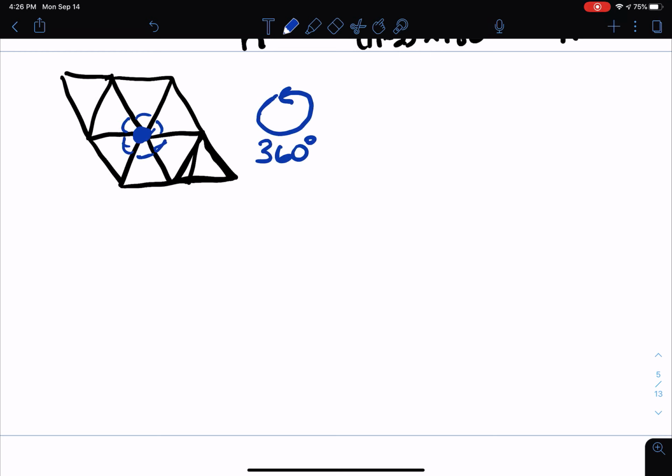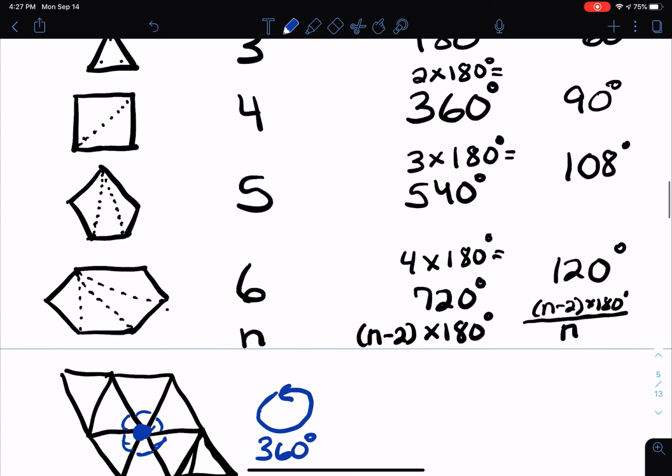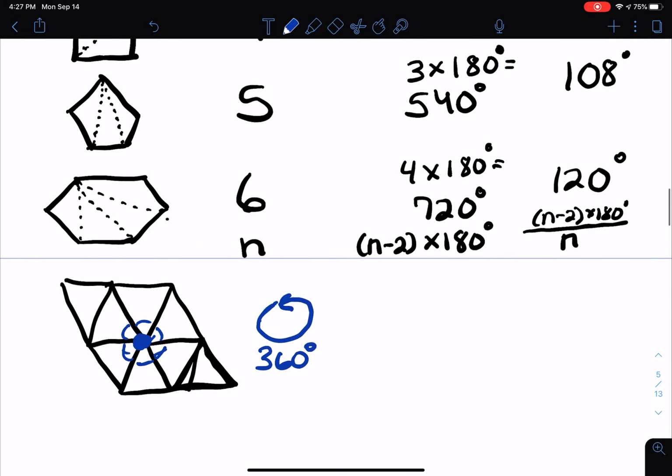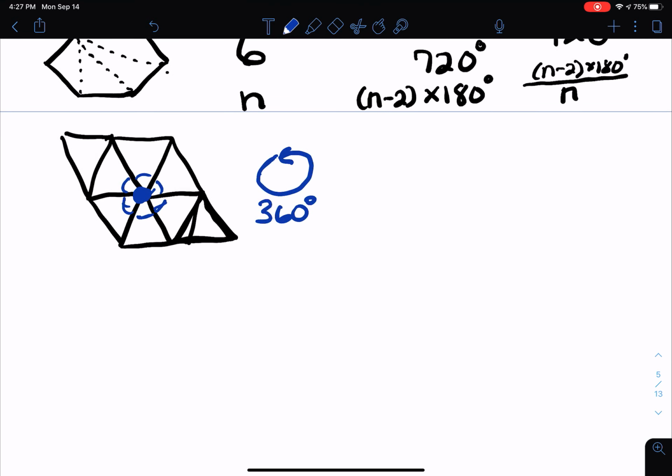So that's the key. You have to be able to bring your vertices together on these tessellations so that the angles that make up that space around that vertex will add up to 360, because you need to be able to go all the way around smoothly and evenly. So in our triangle, each angle was 60 degrees, right? And there's 6 angles. 60 degrees times 6 is 360 degrees.